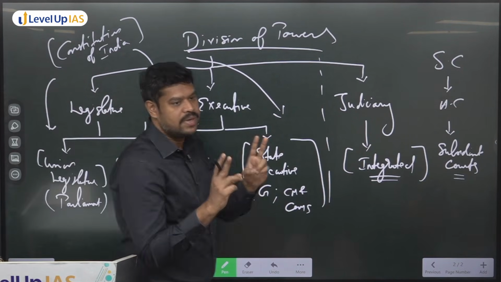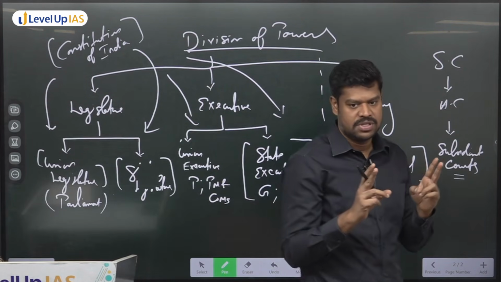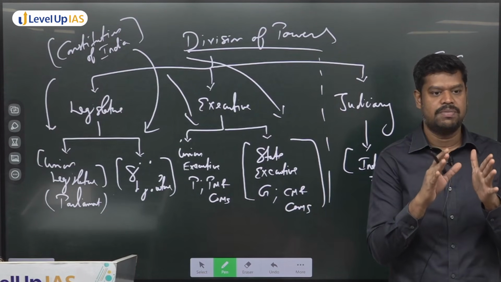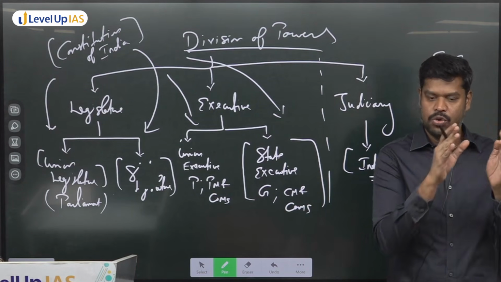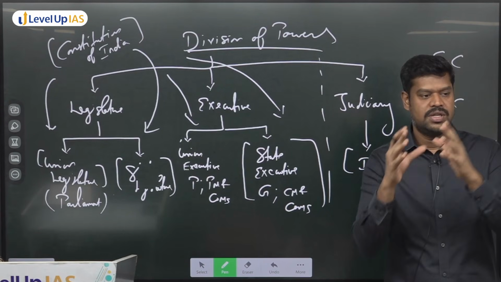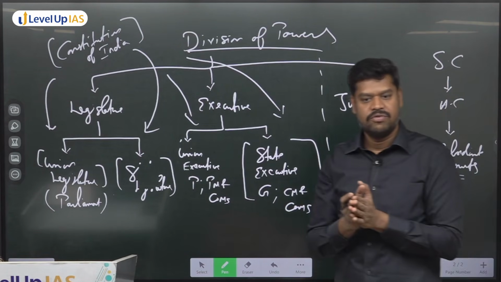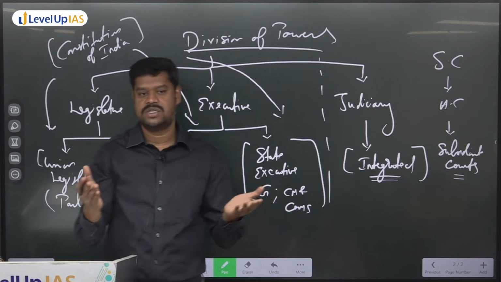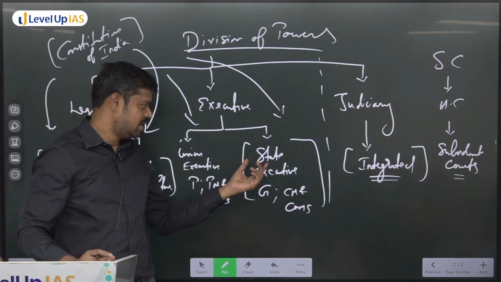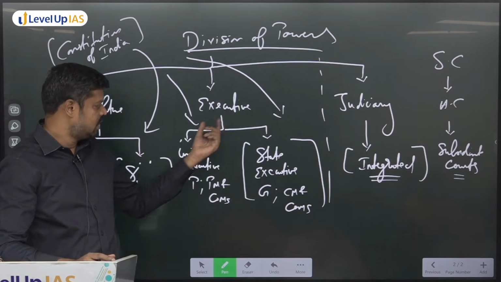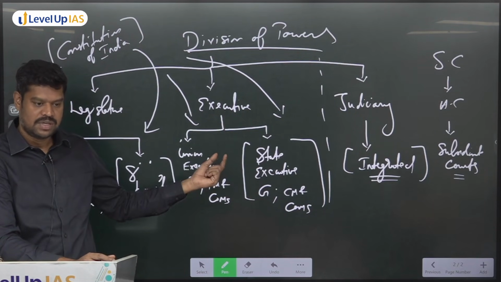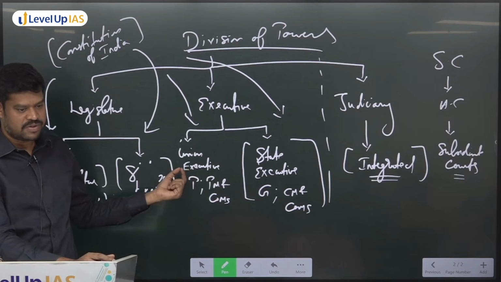So division of powers is only with regard to two organs of the state. What are the two organs? The legislature and the executive. Division of powers means basically that the union legislature and the state legislature directly derive their powers from where? From the Constitution, and they have separate powers and certain limitations as to what they can do. Similarly, there is a separate division of powers between the union executive and the state executive, and they directly derive their powers from the Constitution.